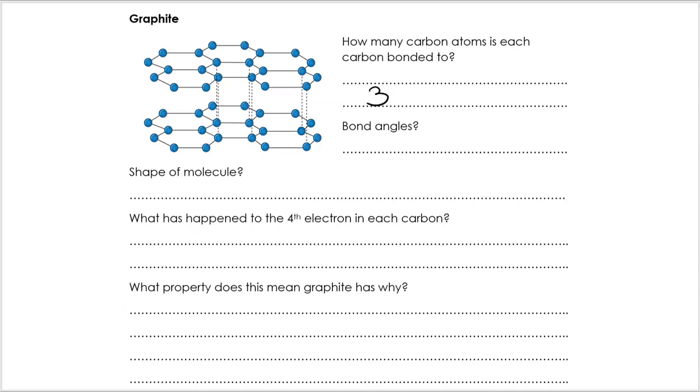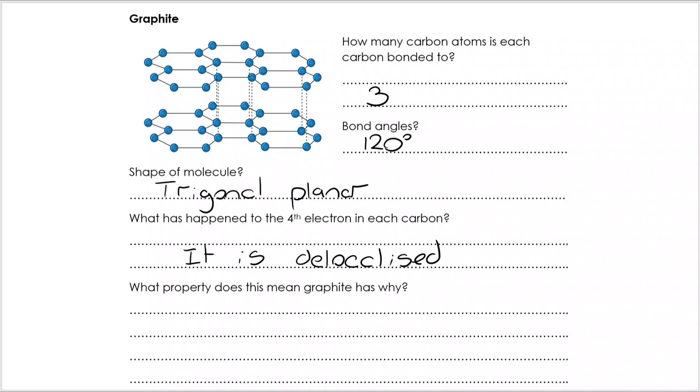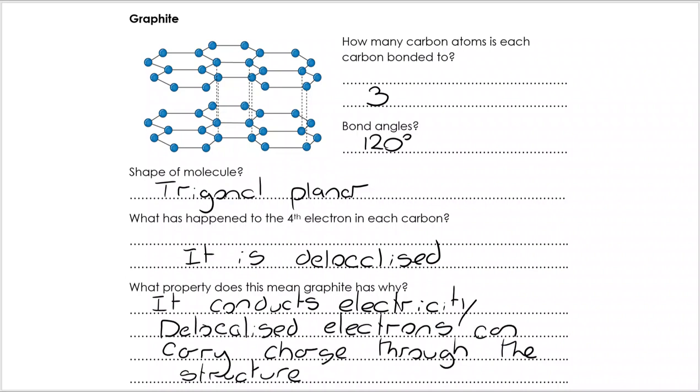So now let's go to graphite, try and answer these questions. And in graphite, each carbon is bonded to 3 other carbons. Once again, we take our knowledge of shapes of molecules. That allows us to see the bond angle will be 120, and the shape of a graphite molecule within each layer is trigonal planar. So what has happened to the 4th electron in each case? Well, the 4th electron in graphite gets delocalized, and that means because we have delocalized electrons that it can conduct electricity, because those delocalized electrons can carry charge through the structure.